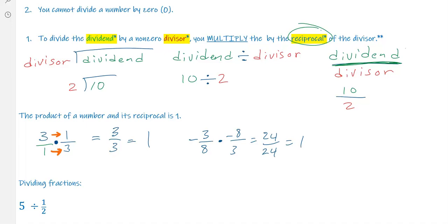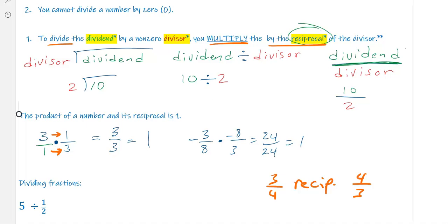Negative 3/8 multiplied by negative 8/3. You see what I did there? I just switched the bottom and top. That's the reciprocal of negative 3/8. Equals positive 24 over 24, which equals 1. So that's what a reciprocal is. If it's in fractional form, you just reverse the order. If it's 3/4, the reciprocal is 4/3. You just flip the fraction upside down, basically. Okay? So, again, to divide, you multiply by the reciprocal.